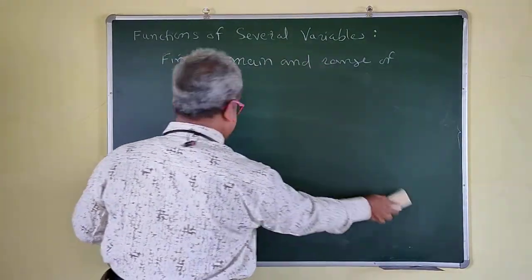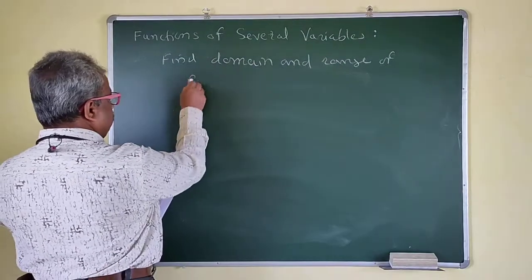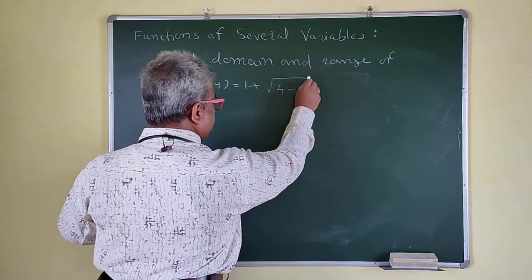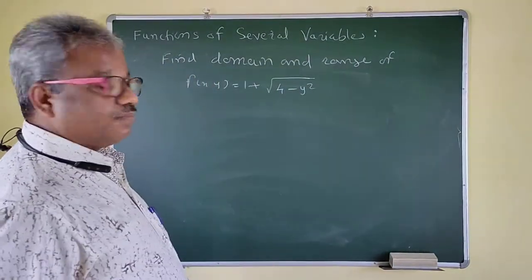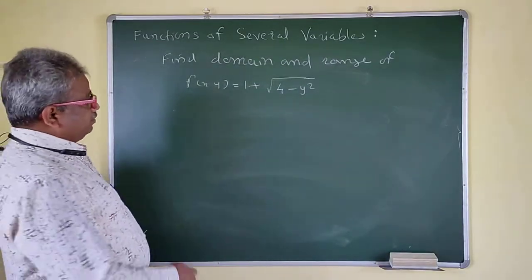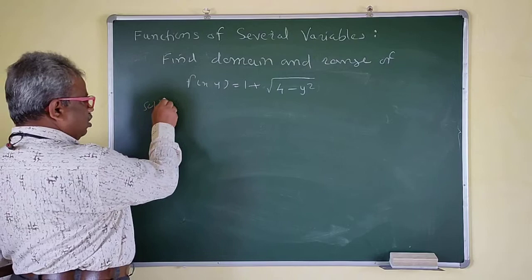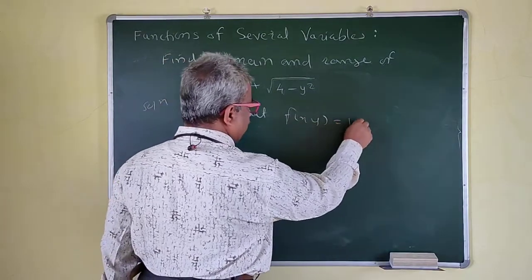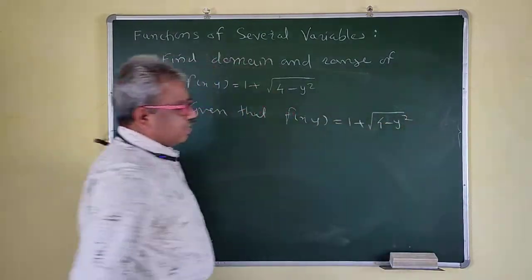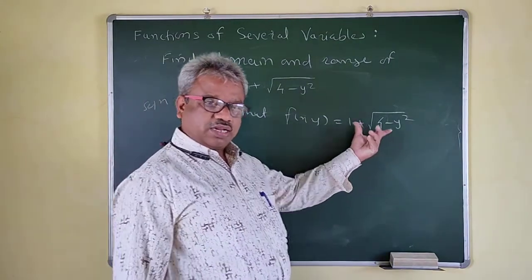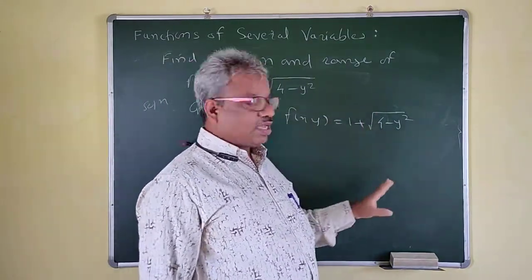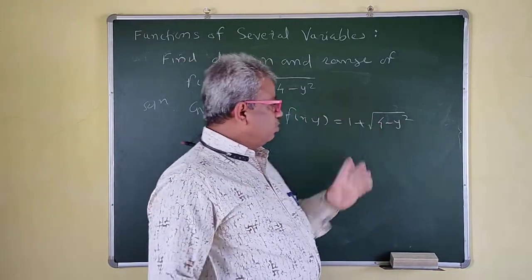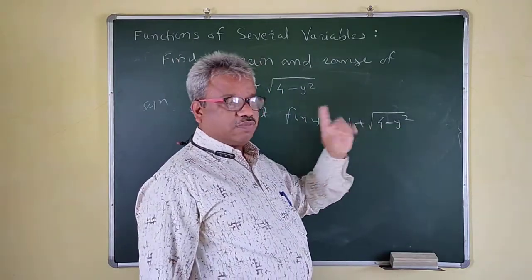Now the next function, f of (x, y) is equal to 1 plus root of 4 minus y square. Now see here, the solution. Given that f of (x, y) is equal to 1 plus root of 4 minus y square. If a root is there, or a denominator, or a log, take care of that. So whatever quantity is inside the root should be positive. So the only problem is here, 4 minus y square must be positive.